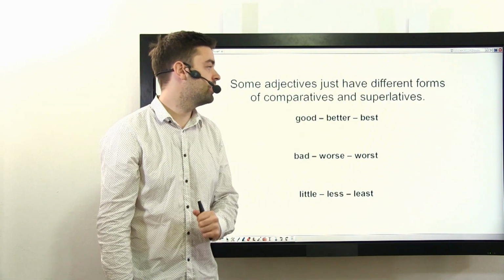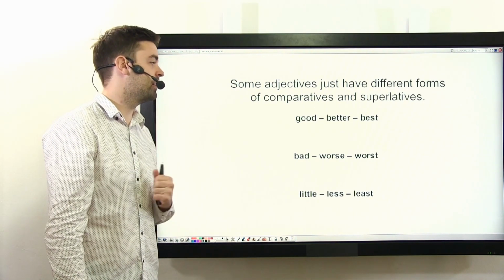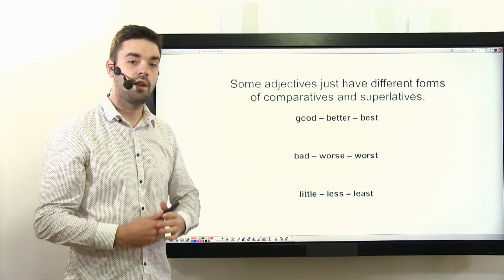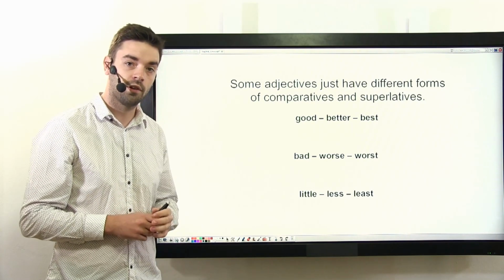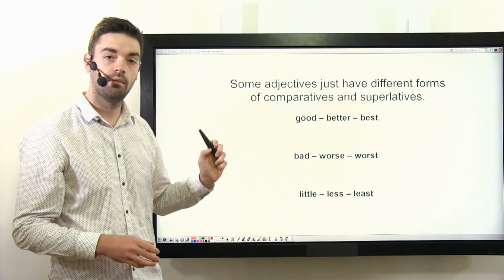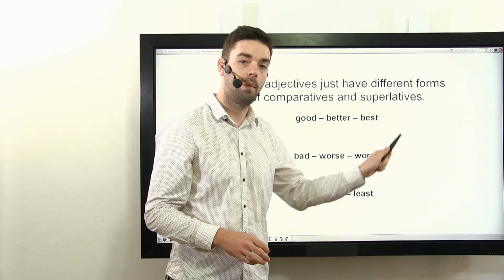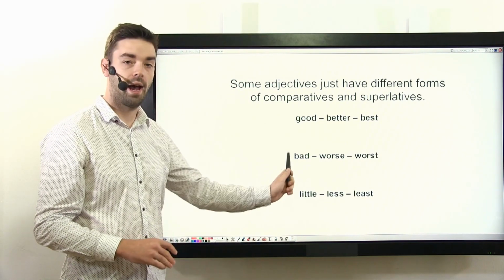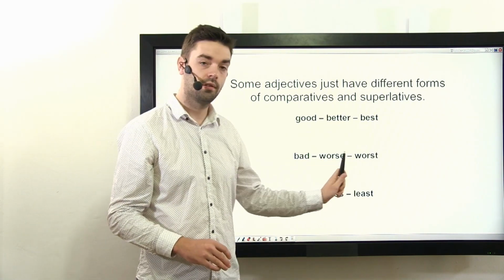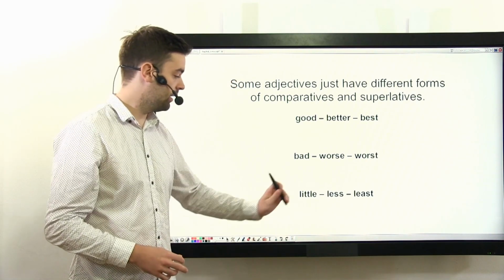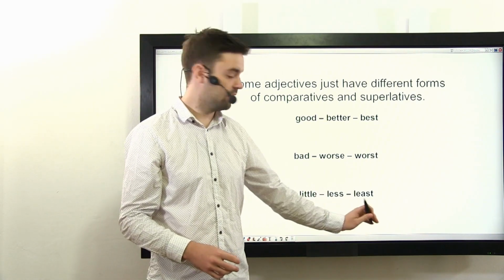Some adjectives just have different forms of comparatives and superlatives, so they don't follow any rules. For example, good, better, best, bad, worse, worst, little, less, least.